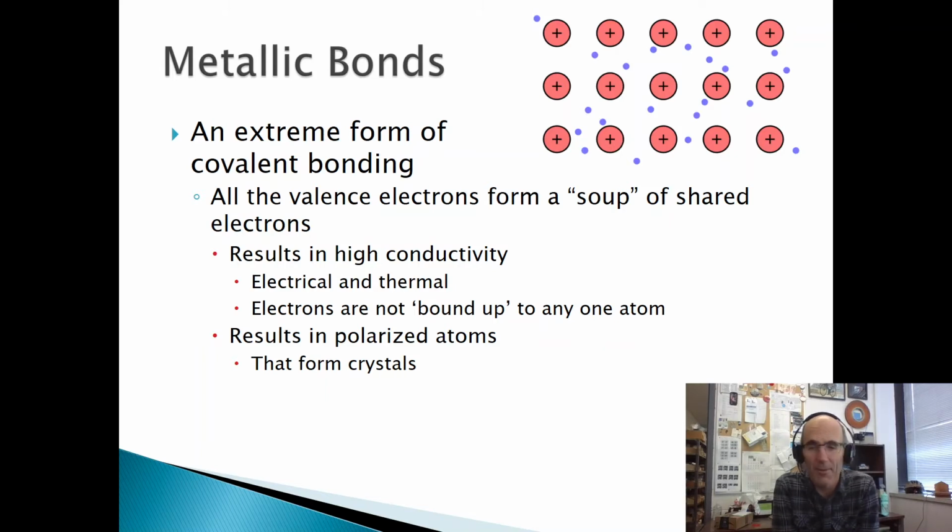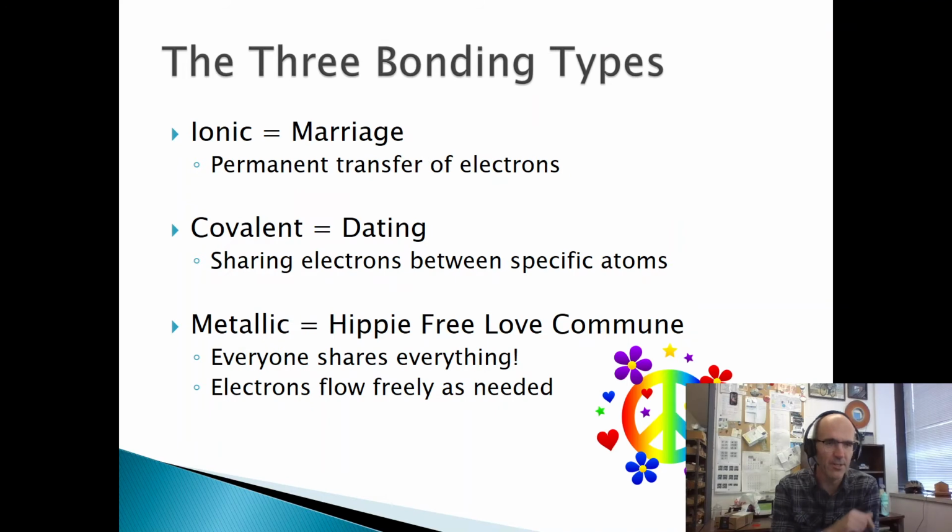And we're going to talk about that in just a moment. But before we do, let's review the three bonding types. So we talked about ionic. That's your permanent transfer of electrons. That's the strongest bond. You can't mess with that mechanically. We've got covalent. Okay, so that's kind of like dating. If ionic is marriage, covalent is dating.